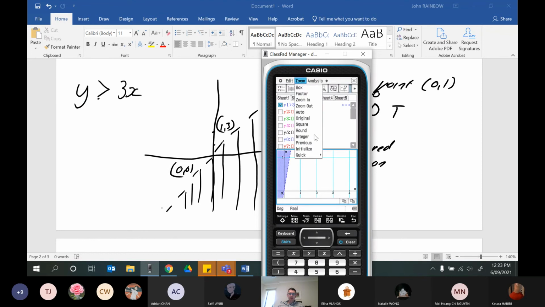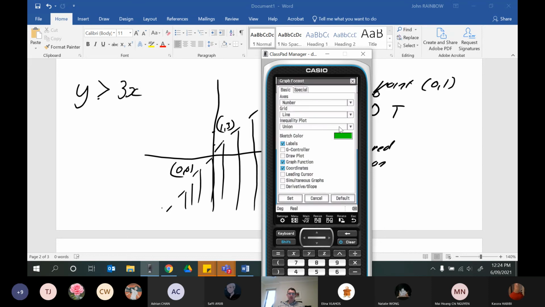And you can see that that is, whoops, zoom quick. There we go. You can see where that's graphed. Now, you'll notice that your graph has shaded in the region that you've required. Now, you do need to set this up in settings. If you go into here and then go to graph format and you want to change this to union, that's really important. So your calculator will be different, so you really want to go in there and do that.